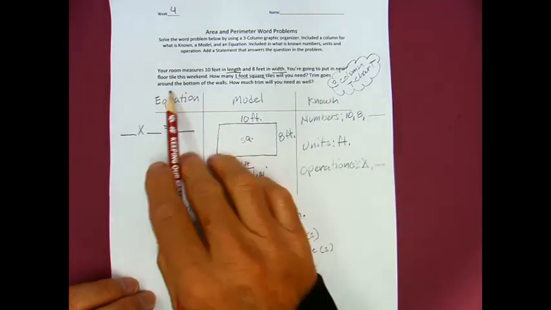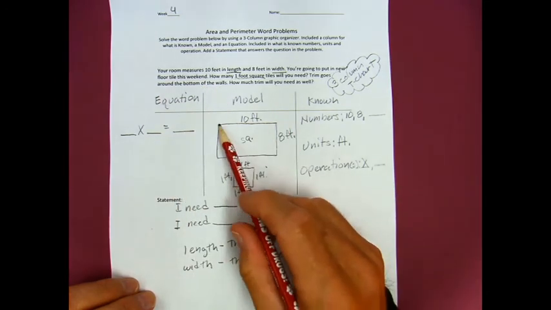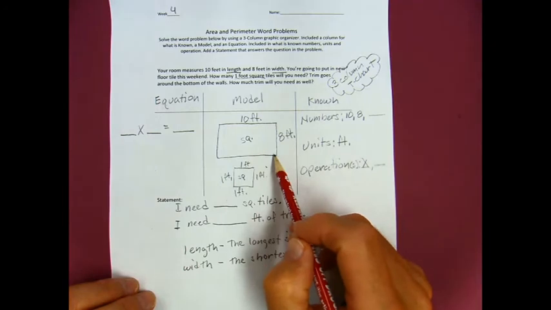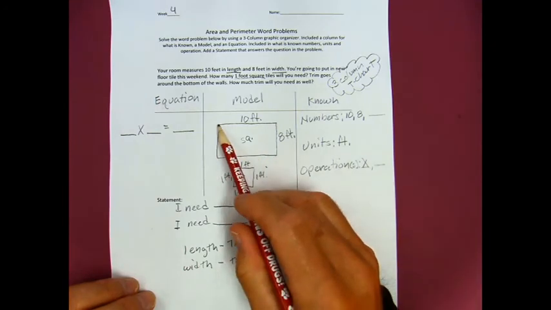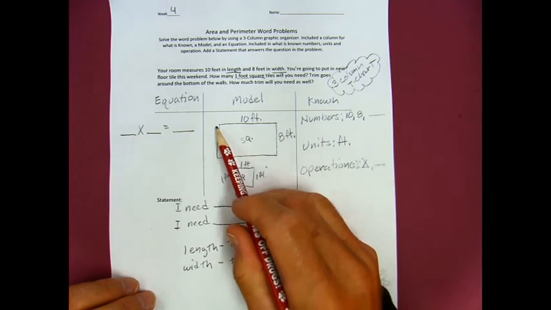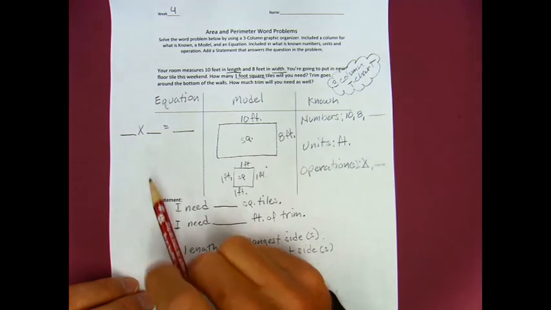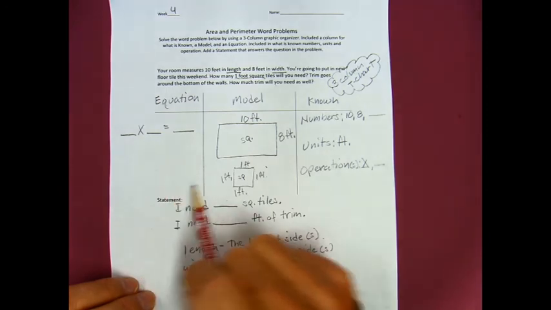Trim goes around the bottom of the walls. So trim follows the outline of the walls. The outline of the walls, that's also called what? Is it going to be called the area, or is it going to be called the perimeter? If you said perimeter, you're correct.